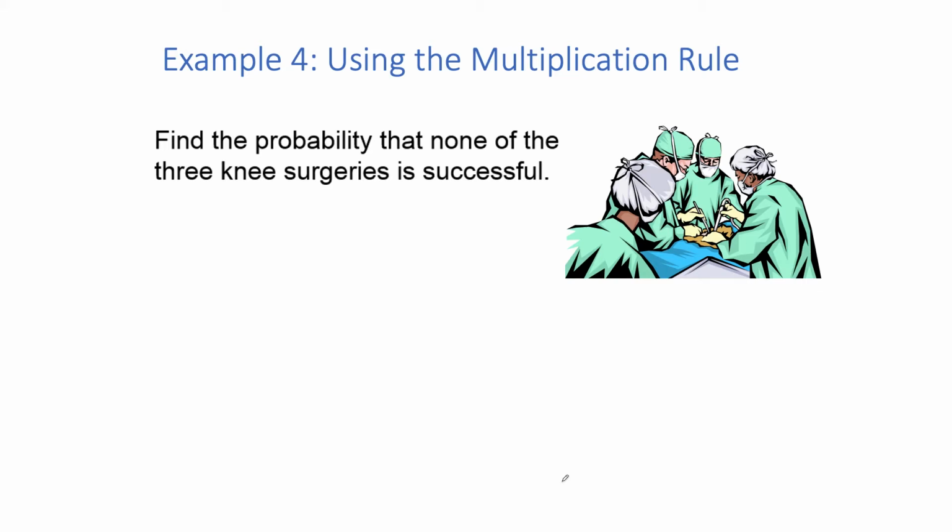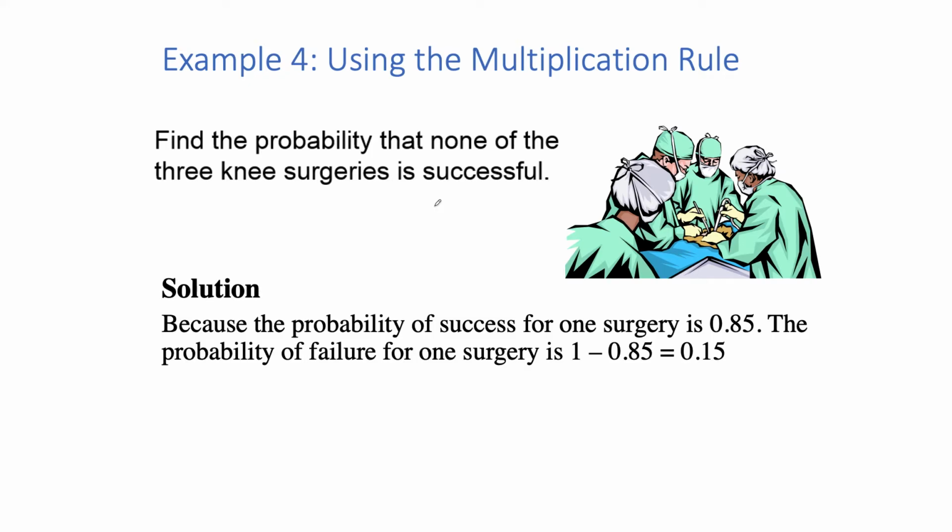Okay. So in a way, it's asking the question, what is the probability that the first one is a failure and the second one is a failure, and then the third one is a failure, right? Because the probability of success for one surgery is 0.85. So if 85% of the time the surgery is successful, the rest of the time the probability of failure for one surgery is 15%, right?